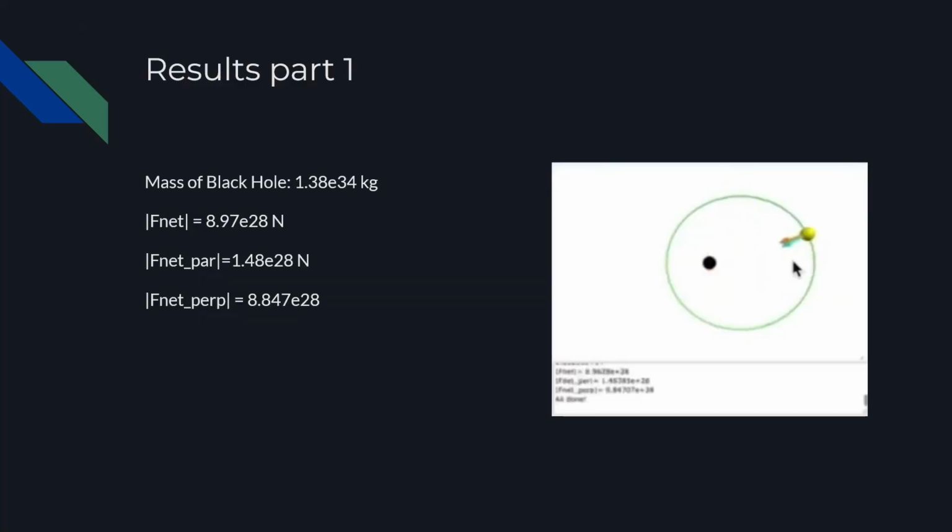After running this code, we come to the conclusion that the mass of the black hole is 1.38 E34 kilograms. F net is 8.97 E28 newtons, with the parallel component being 1.48 and the perpendicular component being 8.847 times e to the 28 newtons, respectively.